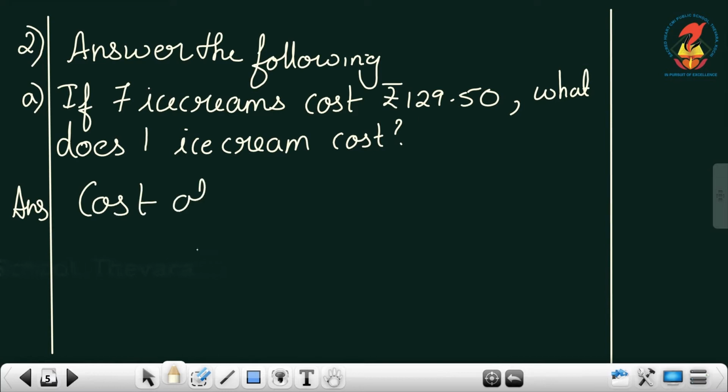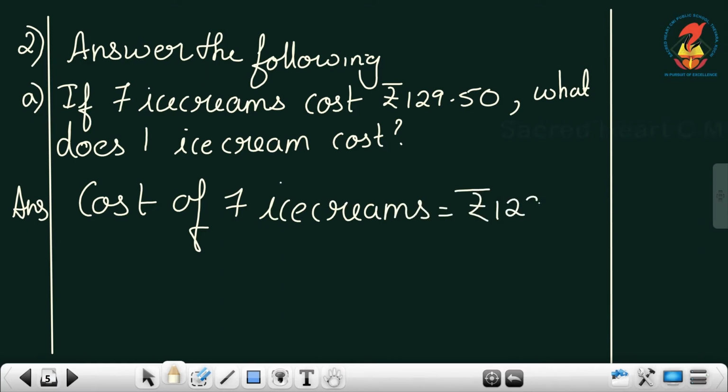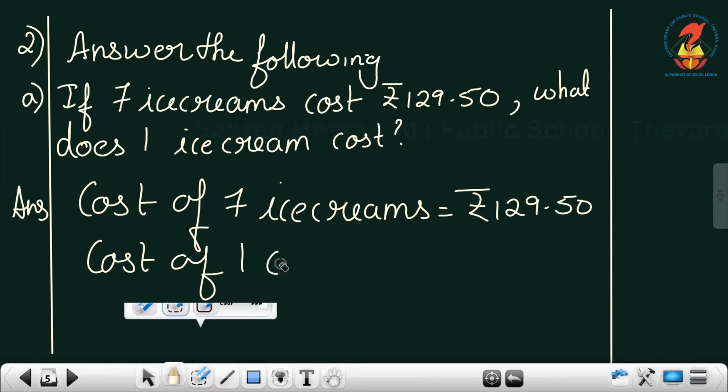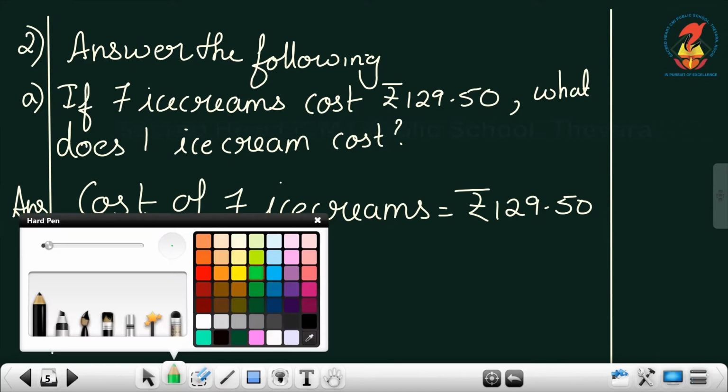Cost of 7 ice creams equal to rupees 129.50. The question is, what is the cost of 1 ice cream? Cost of 1 ice cream.